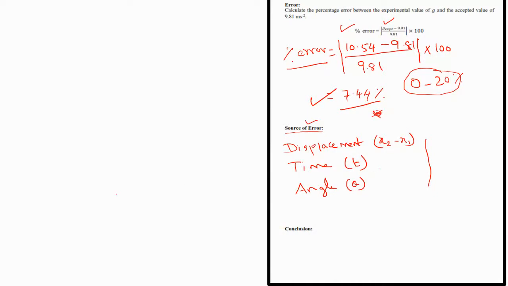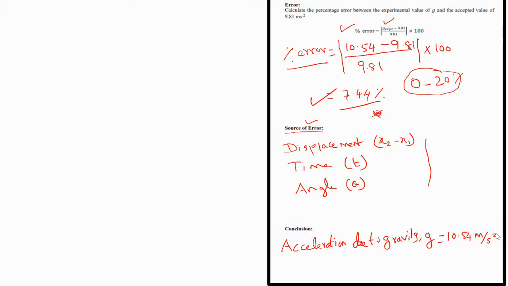Okay. After you finish these things, you have to write the conclusion. What did we find? We found the acceleration due to gravity. You have to write like this: acceleration due to gravity, G, which is equal to, what is your answer? 10.54 meter per second square. Clear? So you have to write like this. We will give 1 mark for this.